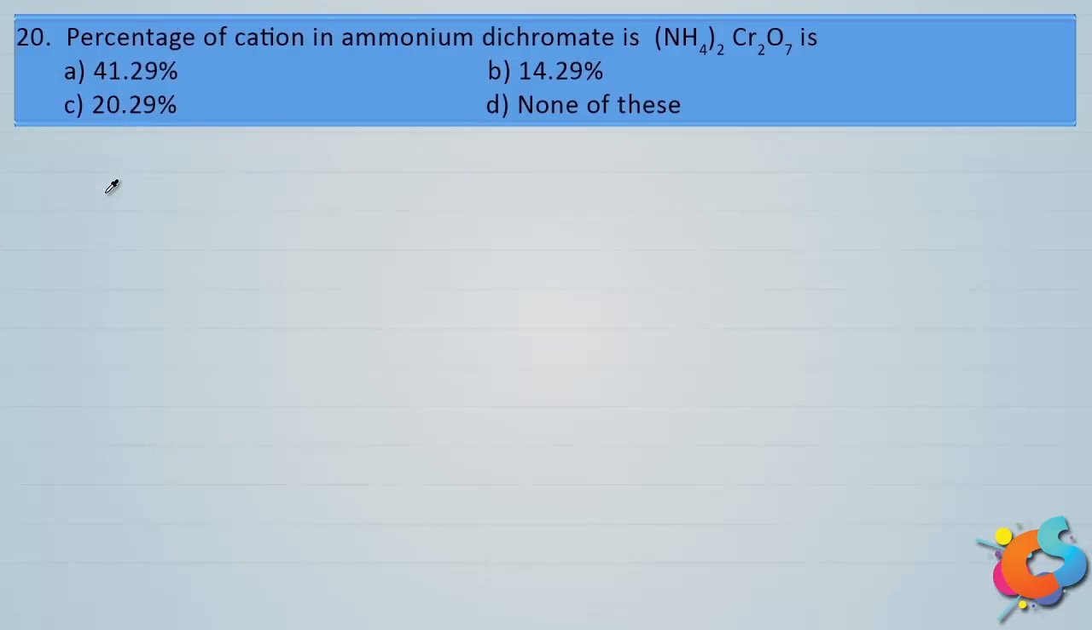Let's solve the final problem of the session. The question is, percentage of cation in ammonium dichromate is, the given options are option A 41.29%, option B 14.29%, option C 20.29%, and option D none of these.